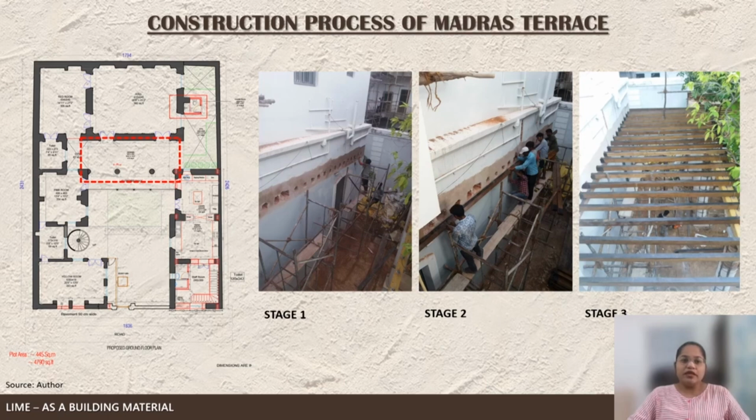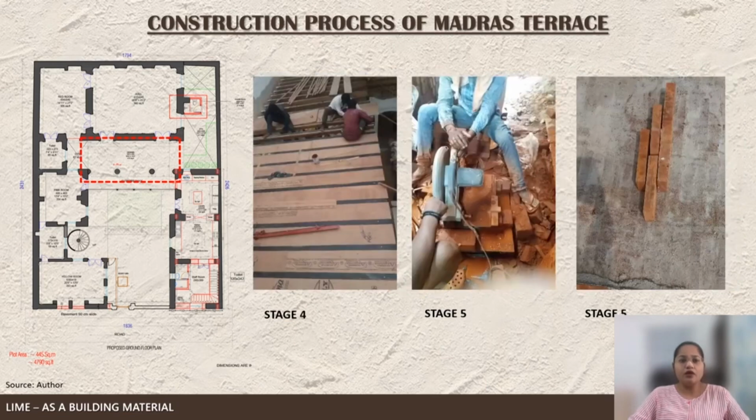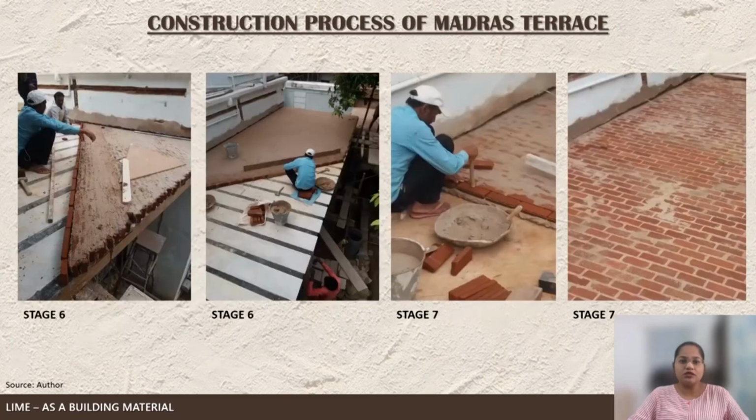Stage 3 is placing chemically treated rafters of size around 5 inch by 2.5 inch, a total of 29 rafters placed over here. Stage 4 is plywood shuttering, which is important for placing the lime concrete and brick for the Madras terrace slab. Stage 5 is the cutting of wire cut bricks of around 8.75 inches by 3.5 inches by 1.5 inches. Stage 6 is placing wire cut bricks at a 45-degree angle with the lime mortar as a first layer of the Madras terrace.